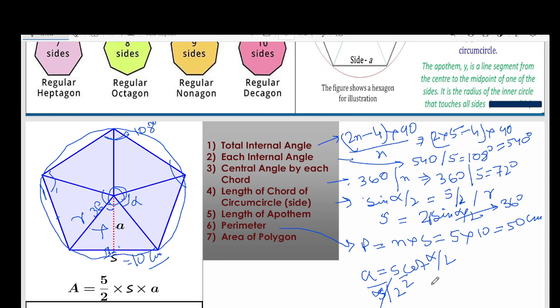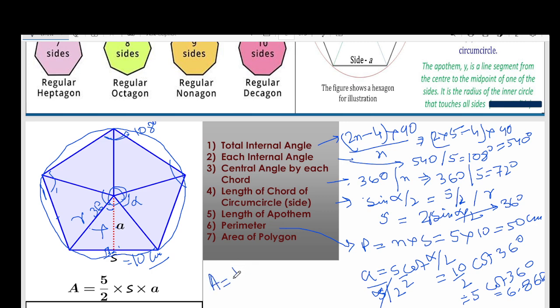Okay, so they have given the value of s. 10 by 2 cot alpha by 2, where alpha by 2 is 36 degrees. If we put the value, what will be the value? 10 by 2 is 5, cot 36 degrees, put the value of cot 36 degrees, it will give you 6.868. Okay, so like this, apothem you can calculate, perimeter you can calculate, so area will be easier.